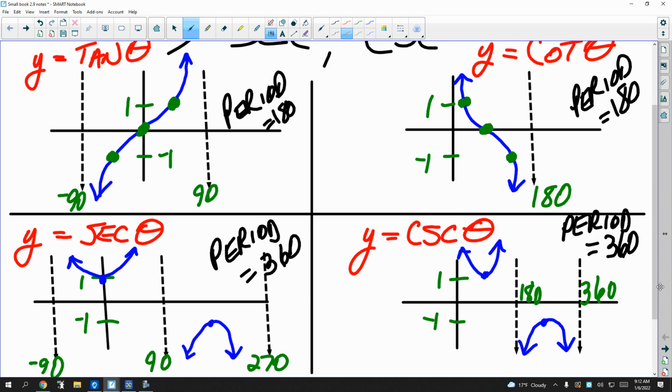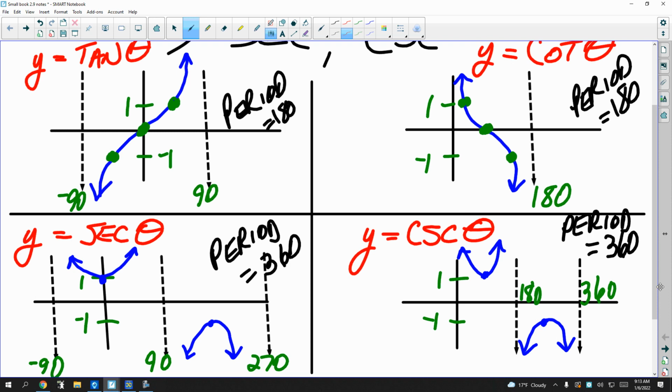So for all four of them, the high point is 1 and the low point is -1. That's nothing new. So the high point's 1, the low point's -1. But on tangent and cotangent, you're just going to center these dots. So that dot to the left of -1, you just kind of center that. I don't care that it's at negative 45. You don't need to say that. Okay, and then same thing with this dot. You just kind of center it.